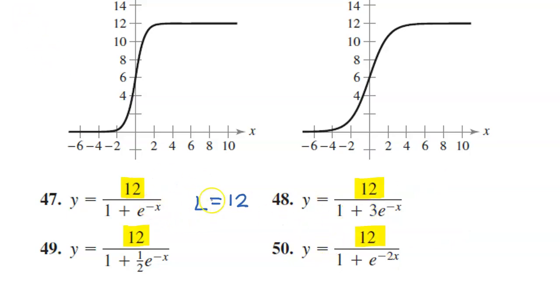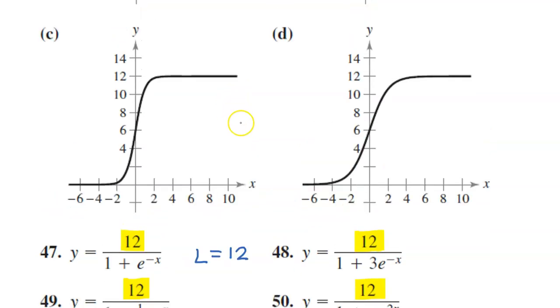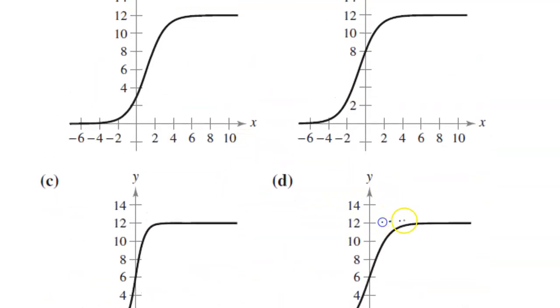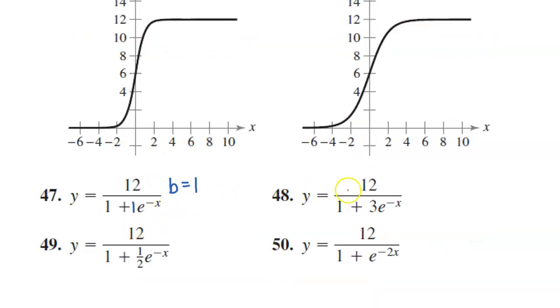All four equations have an L value of 12, so that's not going to help us. But just as a review, this 12 means that the upper limit of each graph should be 12, and we can see that in each case that is true. The equations do not all have the same b value, so let's talk about that. For number 47, b is equal to 1 because there's no number visible in front of the e. For number 48, b is 3. For number 49, b is 1/2. And for number 50, b is equal to 1, just like number 47.